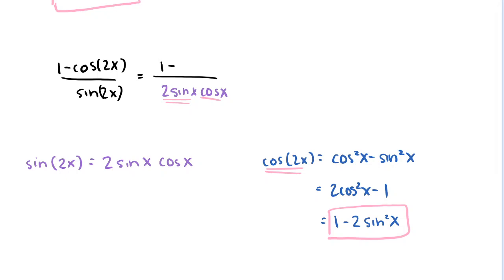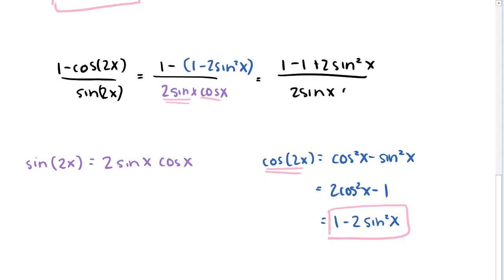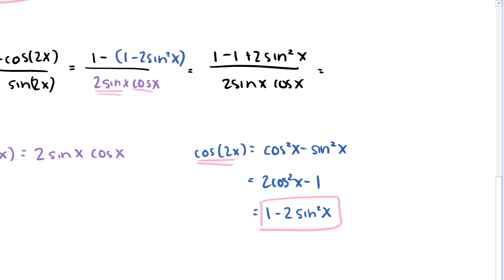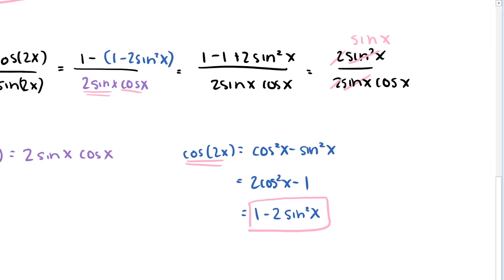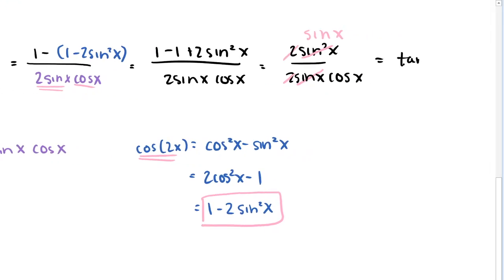So we have 1 minus cosine of 2x, and we're going to make the replacement with 1 minus 2 sine squared of x. And so when we distribute that negative, we get minus 1 plus 2 sine squared of x over 2 sine of x cosine of x. And so here that minus 1 cancels out with that positive 1. We have 2 sine squared of x over 2 sine of x cosine of x. One of these factors of sine cancels out. And then we also have that cancellation of that common factor of 2. So we're just left with sine of x over cosine of x. That's tangent of x, just like what we wanted.